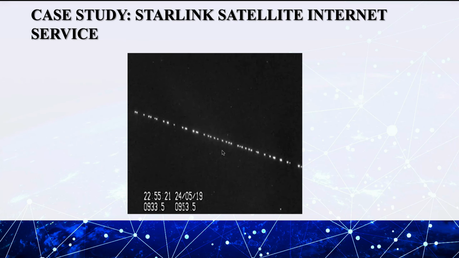now let's get to the case study of our satellite communication, which is Starlink. I'll tell you a fun fact: this is the line of constellation on the side. This line of 60 satellites was launched by SpaceX on a Falcon 9 rocket on May 24, 2019, and this is the photo of that.